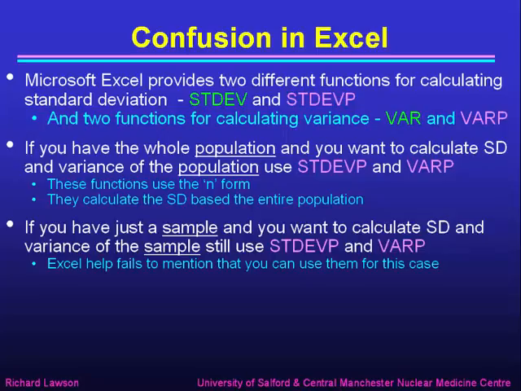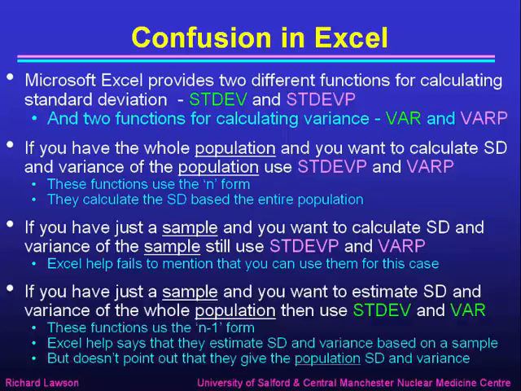So you will have noticed in previous lectures when I've told you to calculate the variance or the standard deviation with Excel, I've told you to use the P form, because that is what we have been doing, calculating the standard deviation and variance of a sample. If you give it all the sample and use STDEVP, it will calculate the standard deviation of the sample.